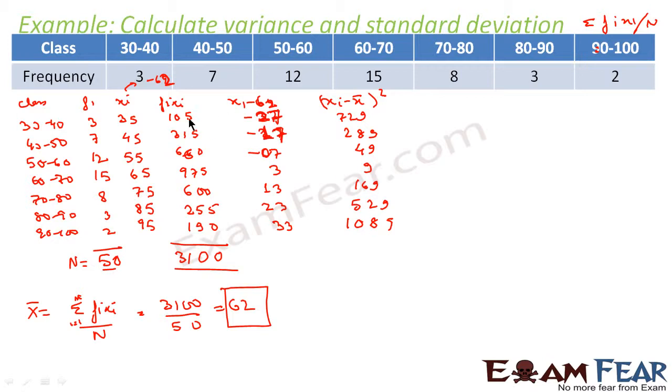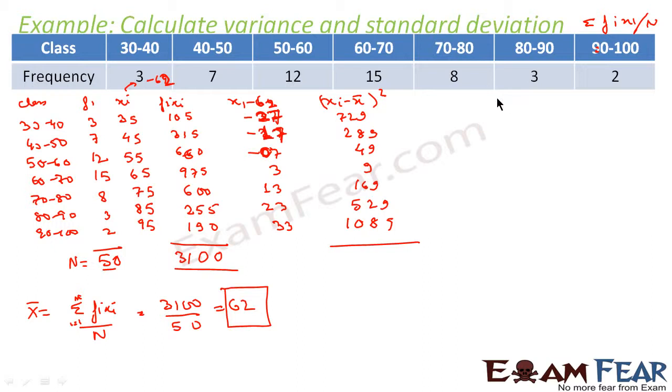Right? See, xi minus 62: 35 minus 62 is minus 27, 45 minus 62 is minus 17, 55 minus 62 is minus 7, and 65 minus 62 is 3. So we have got the values of (xi minus x mean) square. Let's add this. 9, 9, 18. 18 plus 9 is 27, all 9 only. 9, 1, 2, 3, 4, 5, 6, 7.